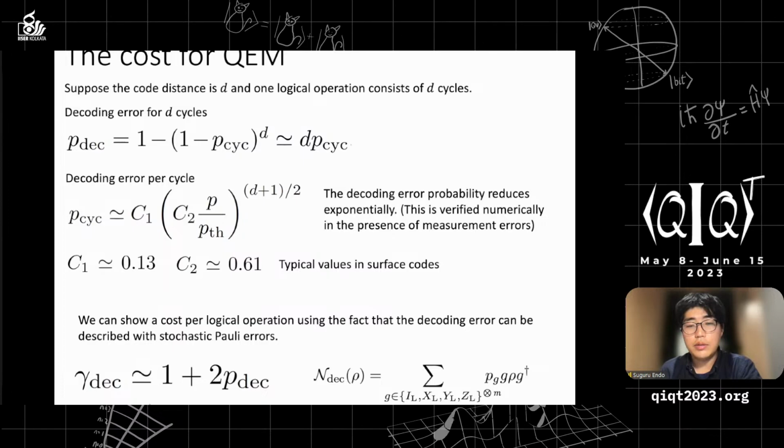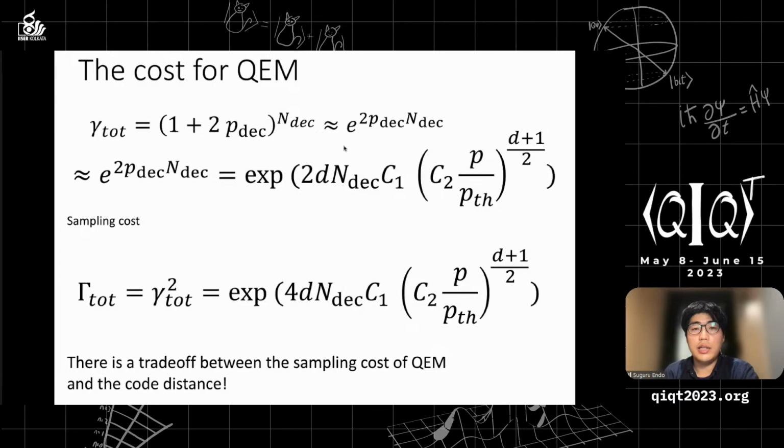Basically, when we consider error correction, almost all errors are converted to Pauli errors. In that case, the error mitigation operation required is just Pauli operations, more specifically logical Pauli operations. And we can simply calculate the overhead for error mitigation for one logical gate, and this can be written as this one. The cost of the quantum error mitigation becomes like this. There is clearly a trade-off between the error rate and the error mitigation cost. When we decrease the value of P, of course the error mitigation cost reduces. This is very natural. And when we increase the code distance, we can also reduce the error mitigation cost.